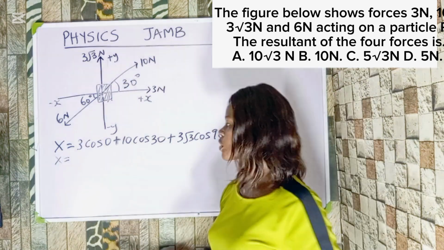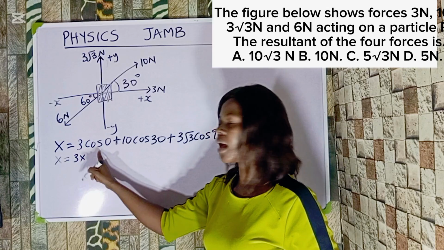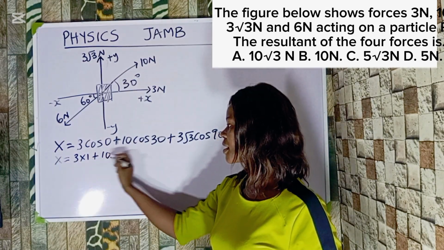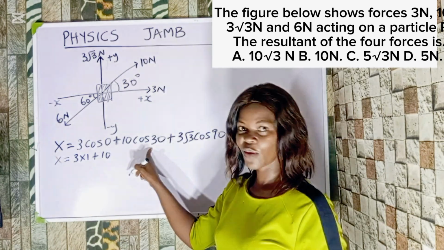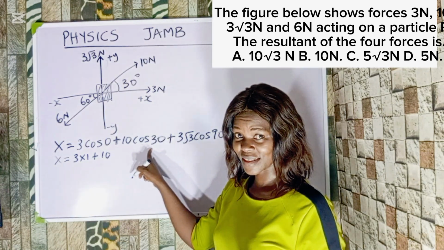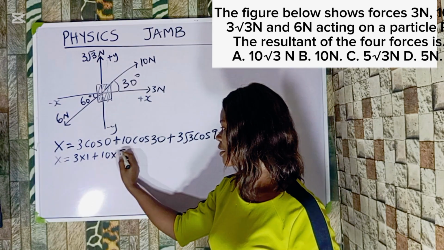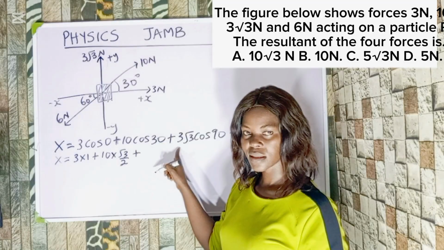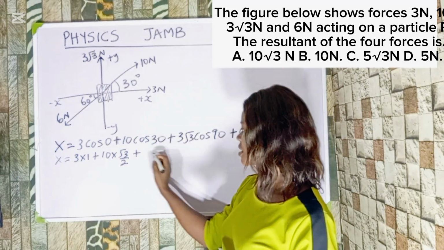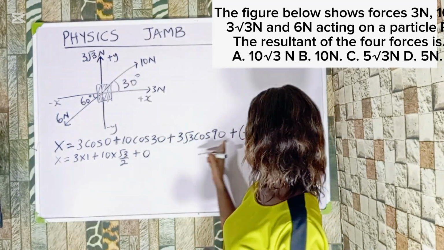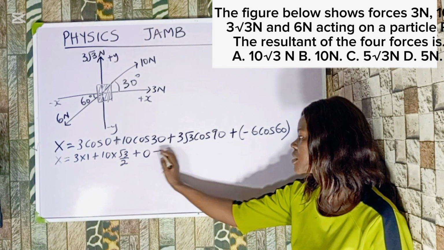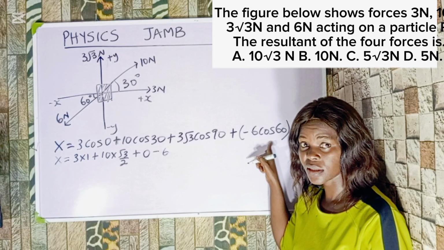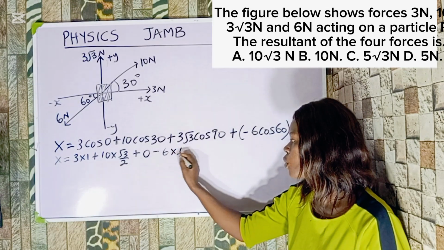So let's go. This is 3, and cos 0 is equal to 1. Now plus, this is 10. Cos 30 is equal to what? Root 3 over 2, because it's a special angle. So this is multiplied by root 3 over 2. Now plus cos 90 is what? 0, so everything here changes to 0. Now plus multiplied by minus is minus. Alright, now we have 6. Cos 60 is what? It's the same thing as times 1 over 2.